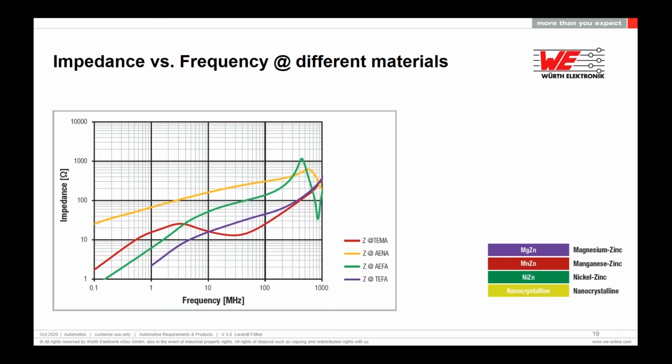And if you want to filter something in the deep kilohertz range and you want a very large bandwidth, then you can combine manganese zinc with magnesium zinc, or manganese zinc with nickel zinc, two ferrites, or you can take just one ferrite core made from nanocrystalline. Nanocrystalline has the highest permeability and the most bandwidth to cover a lot of frequencies.